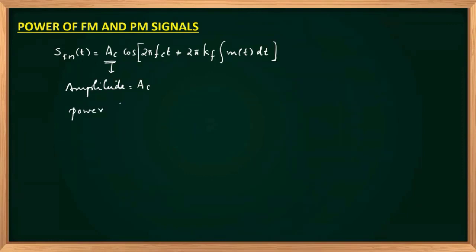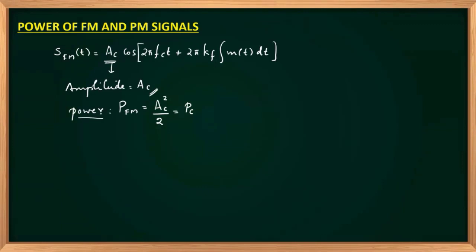So power of the FM signal is the same as power of the carrier wave, Ac square by 2. Ac square by 2 is the power of the carrier. So power of the FM signal is equal to power of the carrier. No change in power. So power remains a constant value as long as the amplitude of the carrier wave remains constant. The Ac remains a constant value. The power will be a constant value in the case of FM.